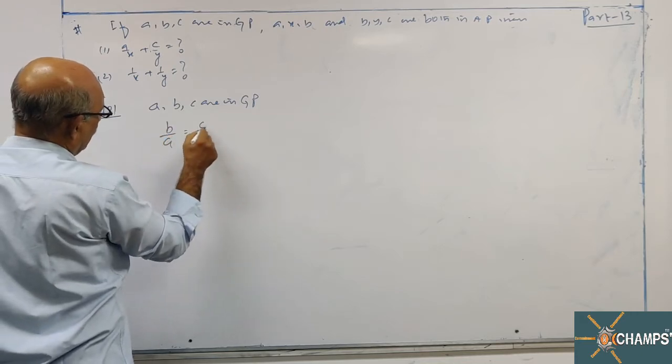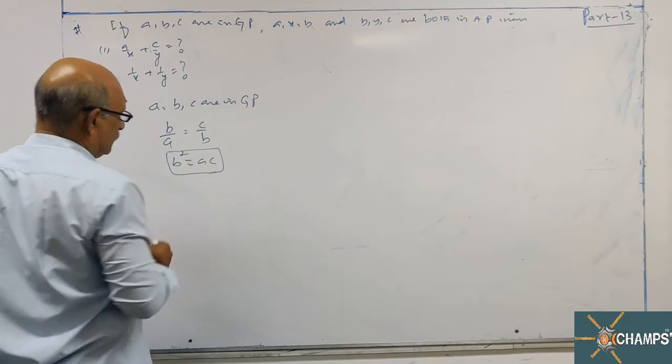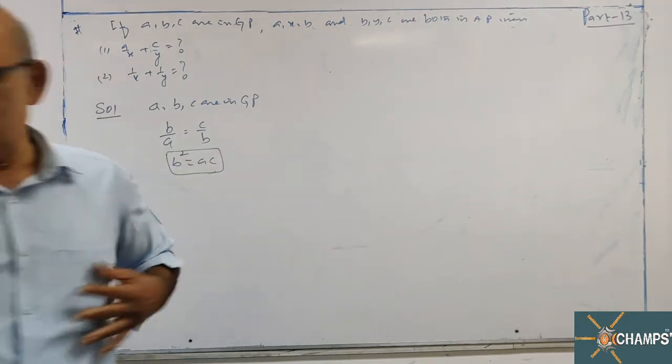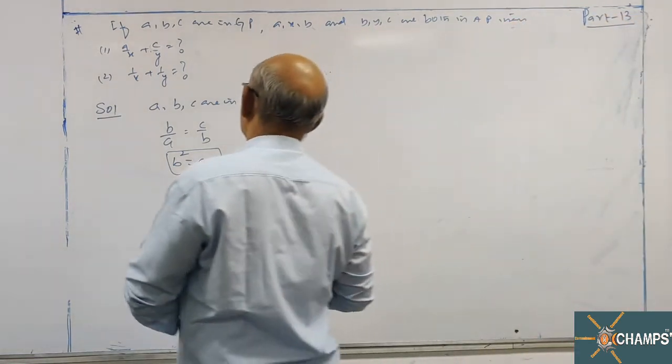A, B, C are in geometric progression, so B by A is equal to C by B. B square is equal to AC.